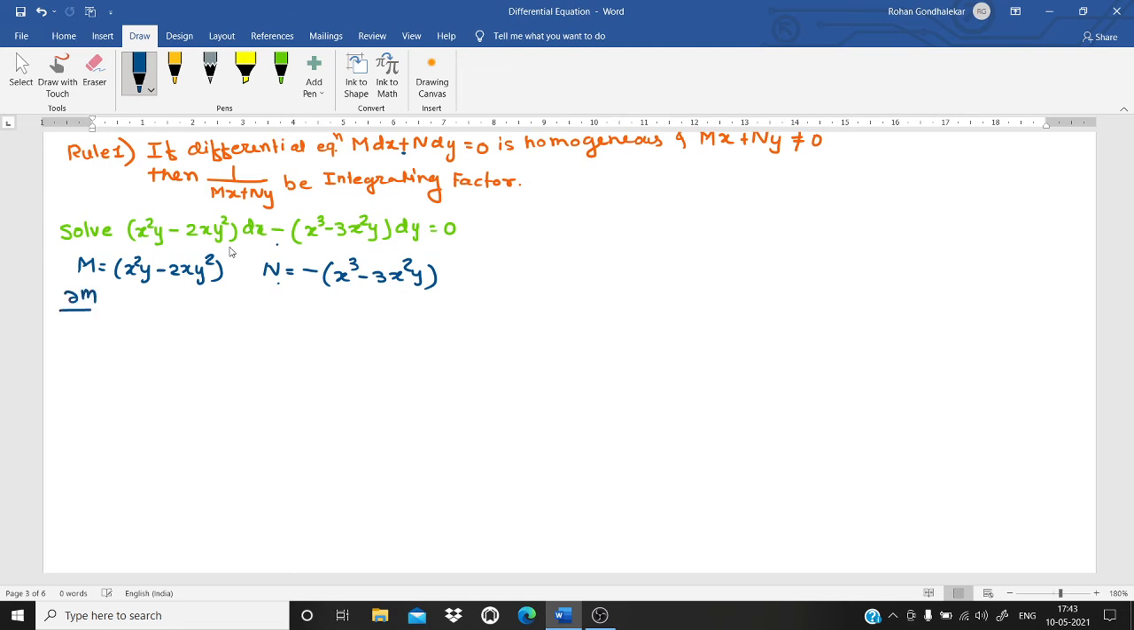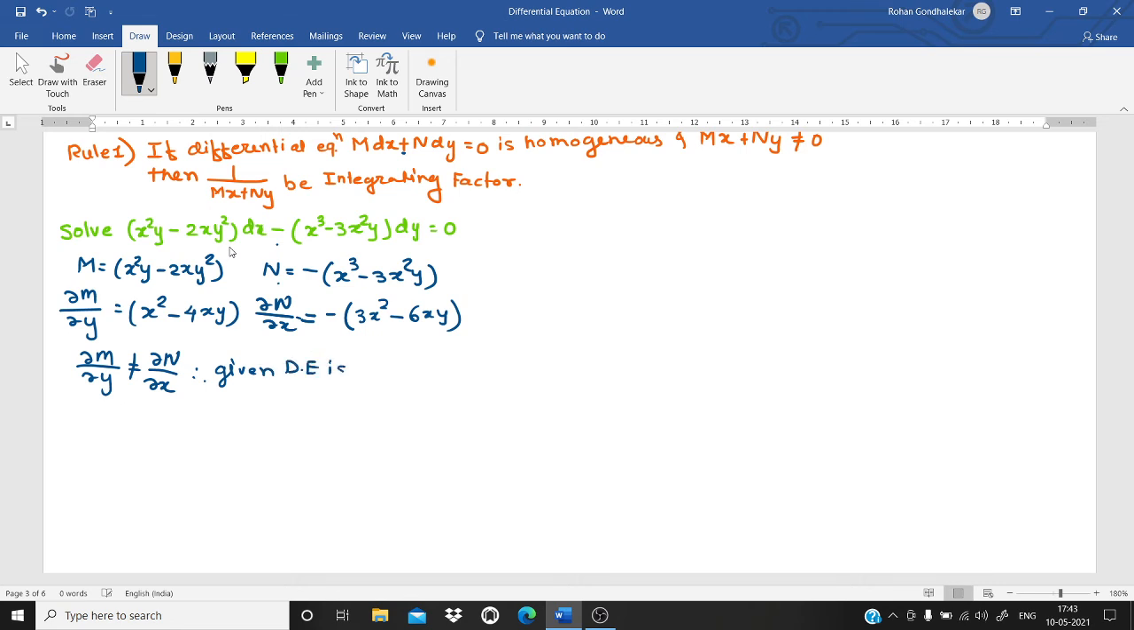Hence del M by del y is equal to, in the first term y is present, so derivative of y will be 1, so we get x square, minus y square derivative is 2y, so we have 4xy. Now del N by del x will be minus derivative of x cube will be 3x square, minus 6xy. Now if you just look, del M by del y is not equal to del N by del x. Therefore, given differential equation is not exact.